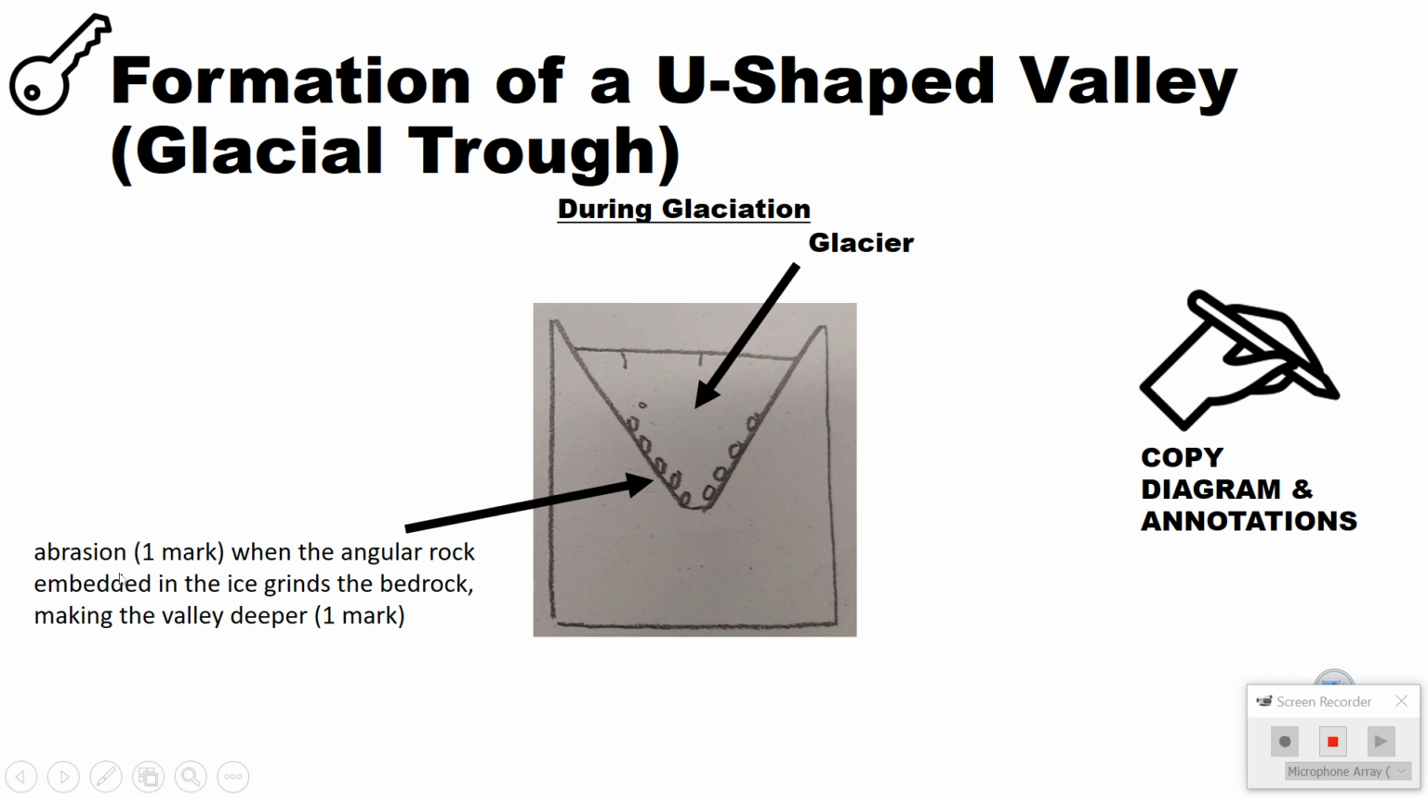What we're getting is abrasion. So I've got a process I'm talking about. I've identified where it's taking place at the sides of the valley or at the bottom of the valley with my arrow, so I don't need to talk about it particularly. It's when the angular rock embedded in the ice grinds the bedrock, making the valley deeper. So I've said what it does to the shape of the feature, it deepens it. I've said where it happens and how it works. So I'm opening up my options for getting 2 marks for a detailed explanation of a process. And the beauty of labeling, it means you don't need to specifically say it's on the valley sides or the valley bottom. It's labeled, it shows you its location.